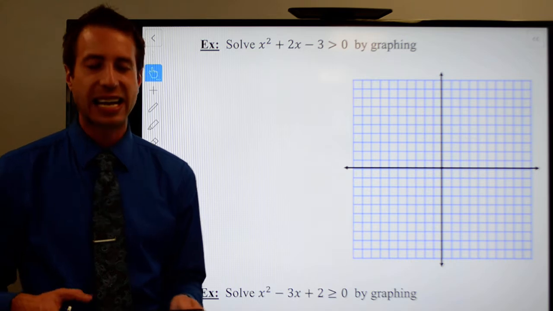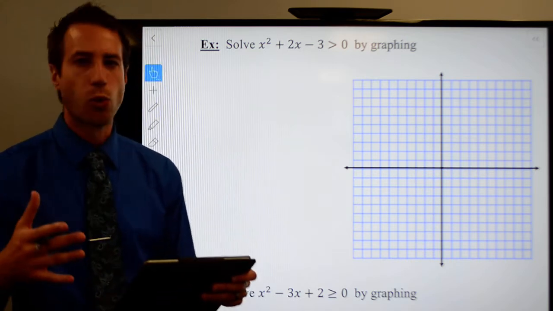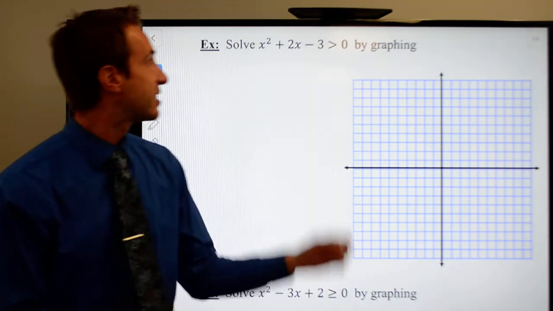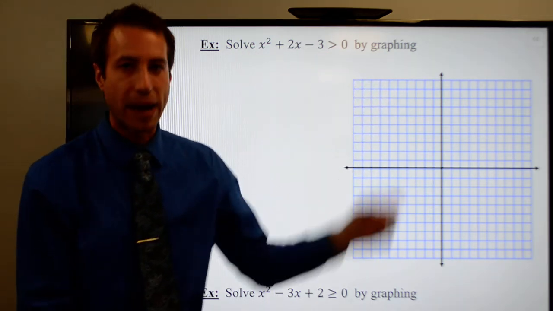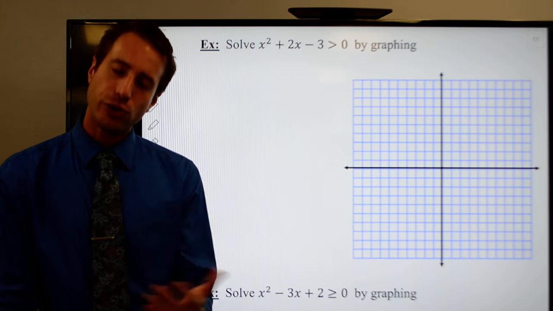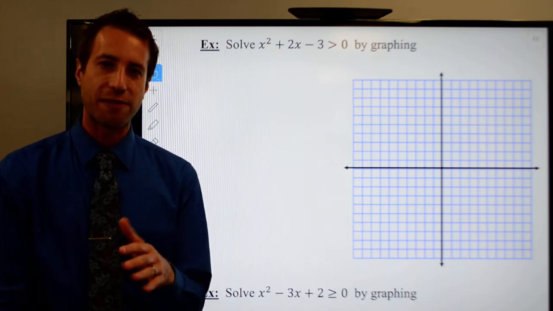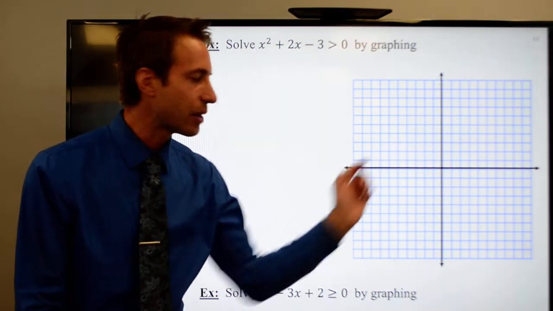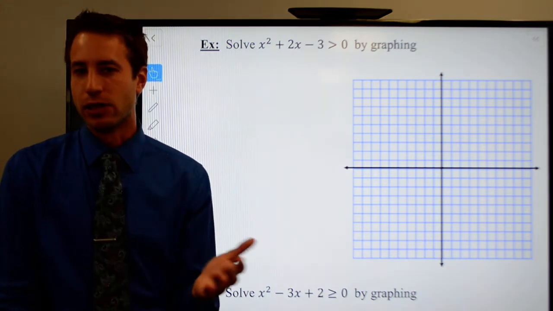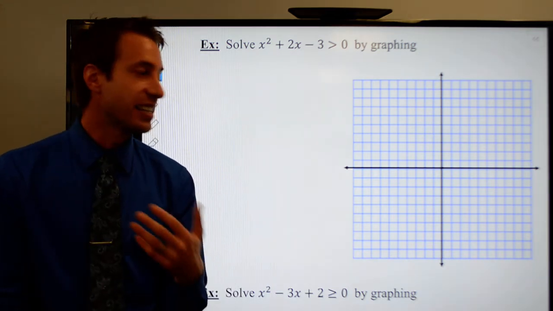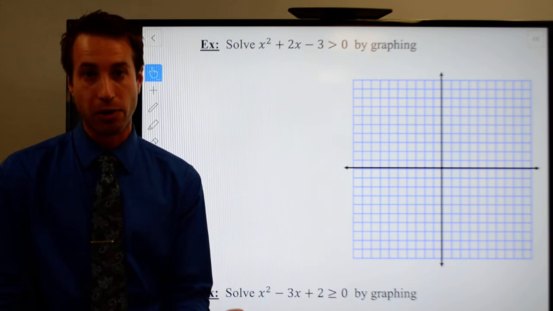Now, because I kind of goofed, I say solve this quadratic inequality in one variable by graphing. I gave you a coordinate plane, which makes you think, oh, he wants me to graph it on a coordinate plane. I don't. What I should have done is given you a number line.